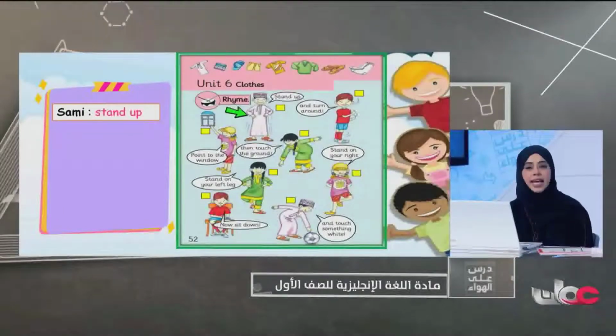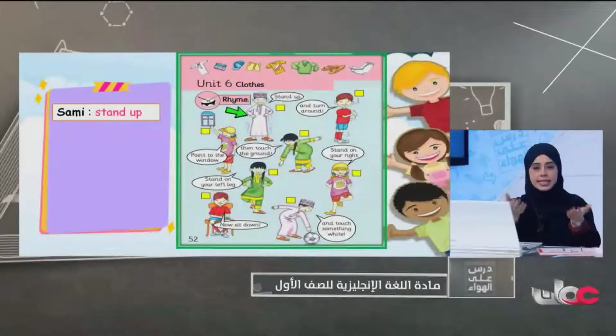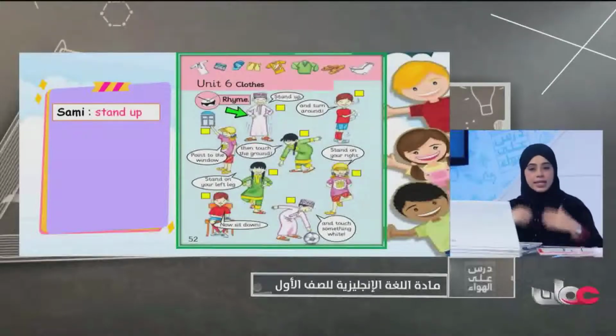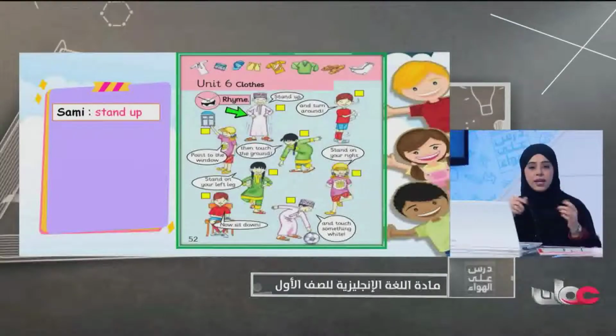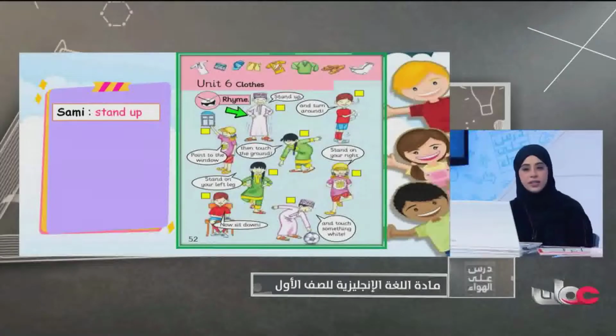First, look at Sami. He is wearing a white dishdasha and he is standing up. So what is Sami doing? Stand up. He is standing up. Can you please, my friends, stand up? I want all of you there to stand up. Stand up. Excellent. Very good.